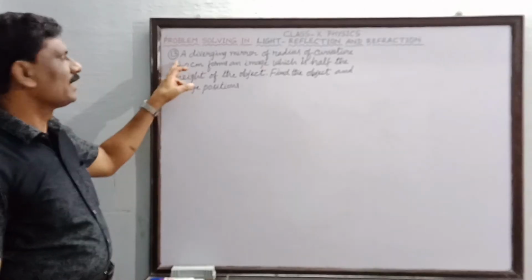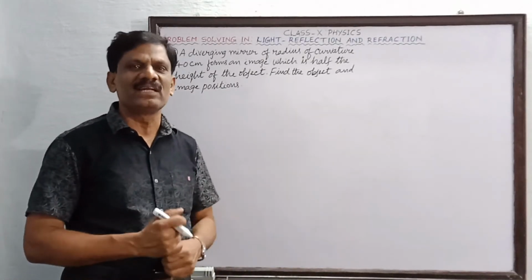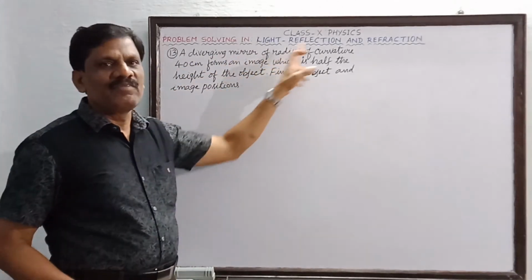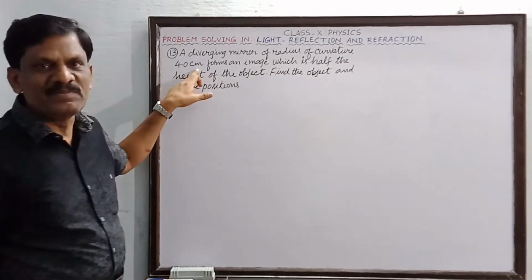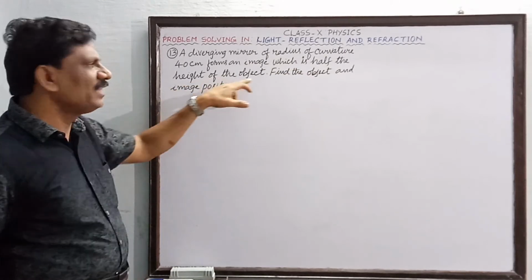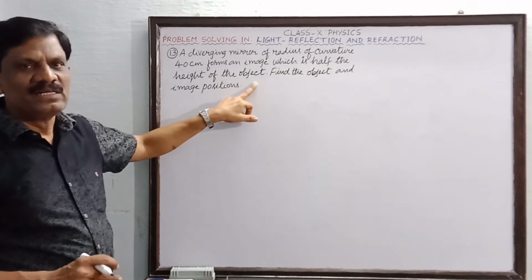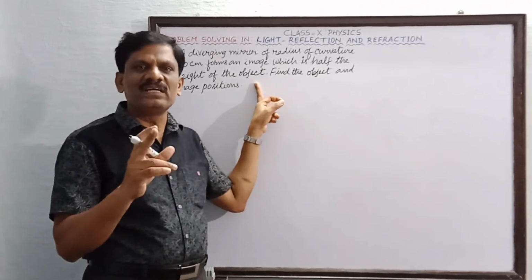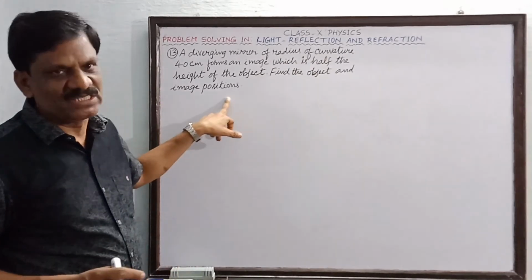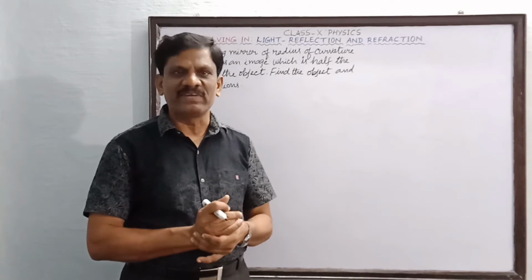Problem number 13 is a different type of problem which is very interesting. In competitive exams you can expect such questions. A diverging mirror of radius of curvature 40 centimeter forms an image which is half the height of the object. Size of the image is 1/2 the size of the object. Find the object and the image positions. So object distance U and image distance V we are supposed to find out.